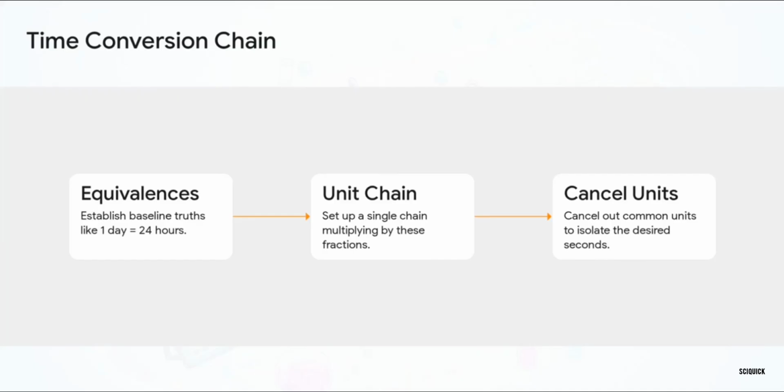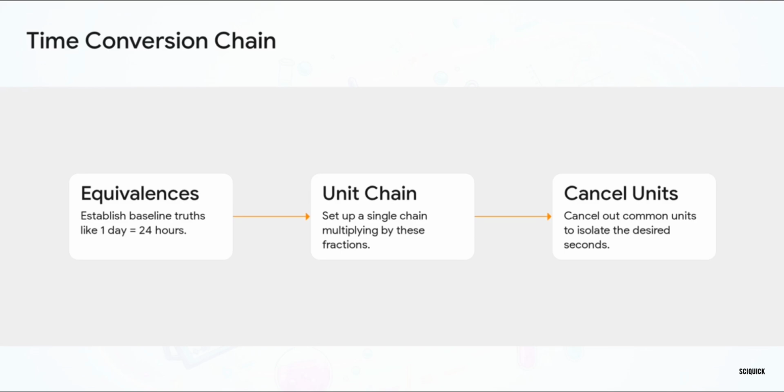Let's see how this builds into a really epic time conversion chain. Imagine you're calculating exactly how many seconds are in 2 days. Step 1. Establish your truths. 1 day is 24 hours, 1 hour is 60 minutes, 1 minute is 60 seconds. Step 2. Instead of doing multiple disjointed math problems, you set up a single unit factor chain, just multiplying 2 days by these fractions. And step 3 is really where the magic happens.